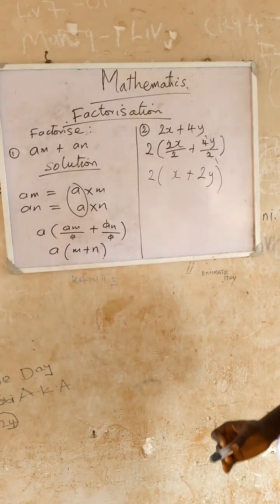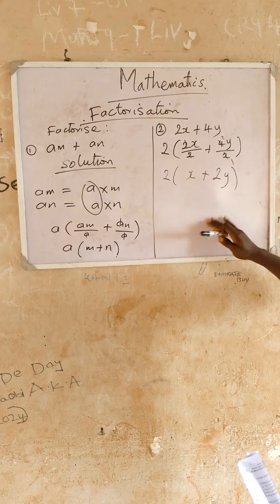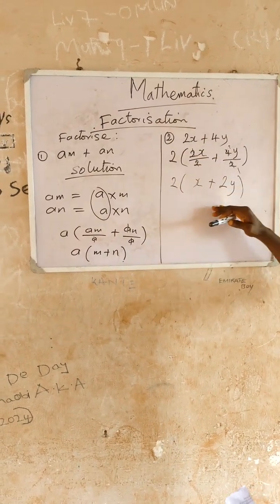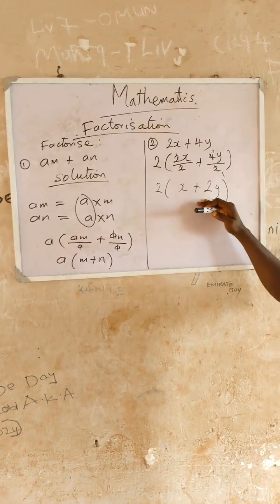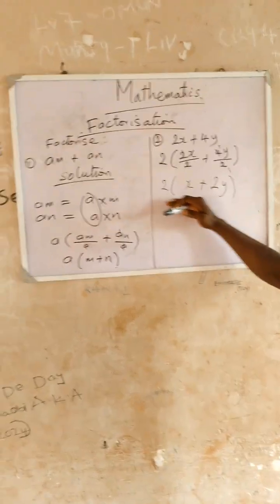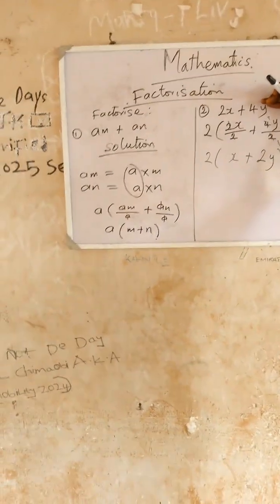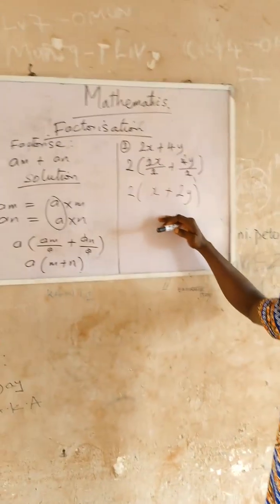So what do we conclude now? We can conclude now that factorization is opposite of opening what? Brackets. And so when we open this bracket, we get this expression. When we factorize this, we get this work here.